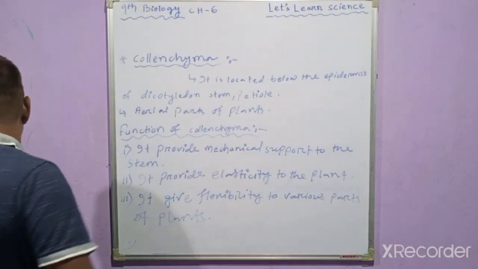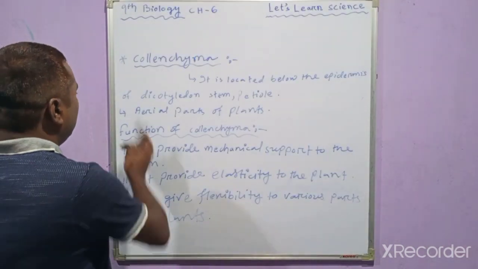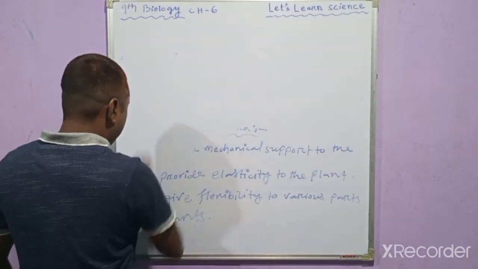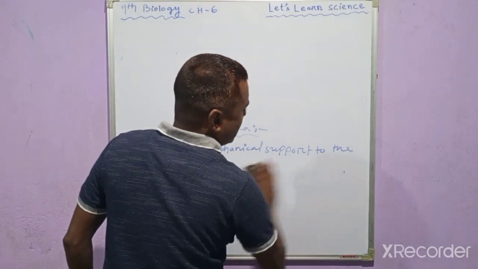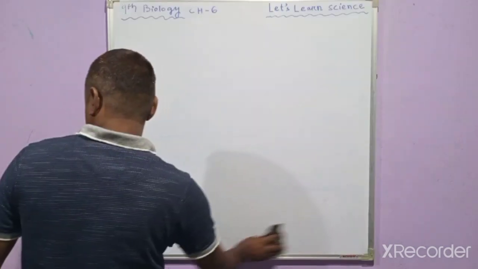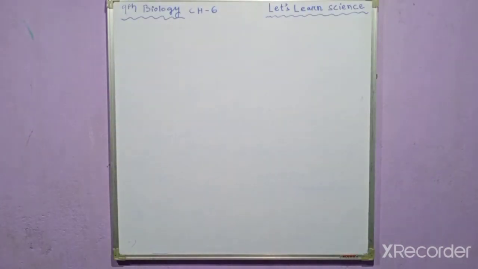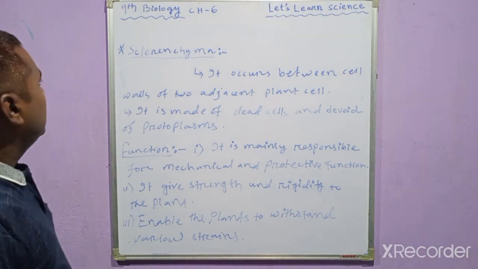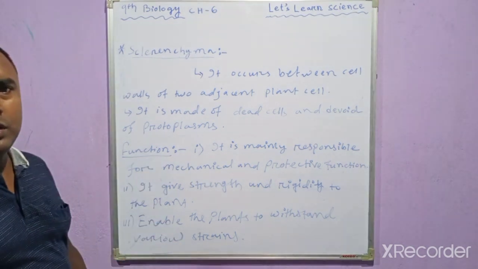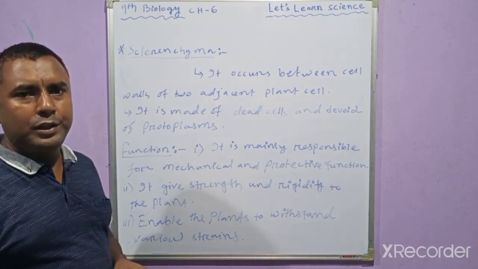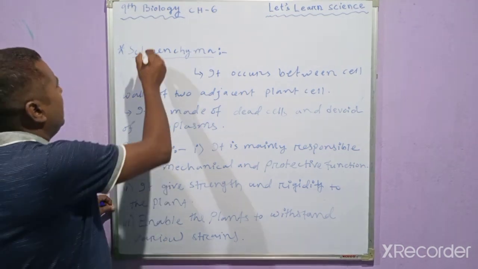Now let us see the function of sclerenchyma, simple permanent tissue. Which tissue? Sclerenchyma, simple permanent tissue. So let's see the location as well as the function of the last type of simple permanent tissue, that is sclerenchyma.